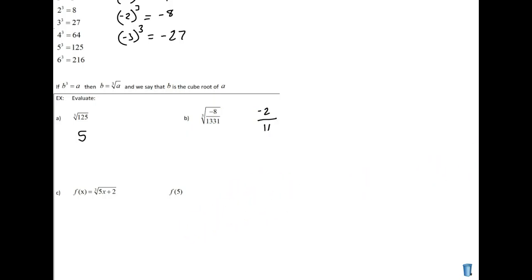Again, I don't want you to forget how to evaluate functions. In this case, f of 5, I'm going to plug in a 5 wherever I see an x. So 5 times 5 plus 2 gives me the cube root of 27, which is just 3. So start putting those perfect cube numbers into your memory, because we're going to need those when we're simplifying radical expressions in the future.